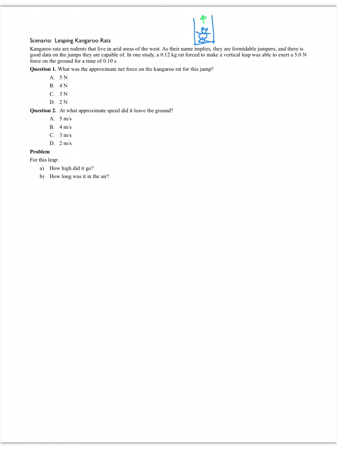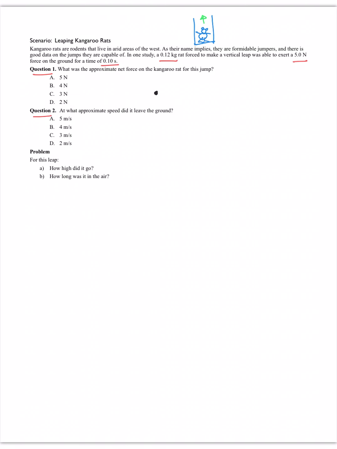And you saw in the data, a 0.12 kilogram rat forced to make a vertical leap was able to exert a 5 Newton force on the ground, and it could do that for a time of about 0.1 seconds, and that was an approximately constant force. Let's take a look at the questions first, and then we'll come back to the problem. First piece, what was the approximate net force on the kangaroo rat for this jump?